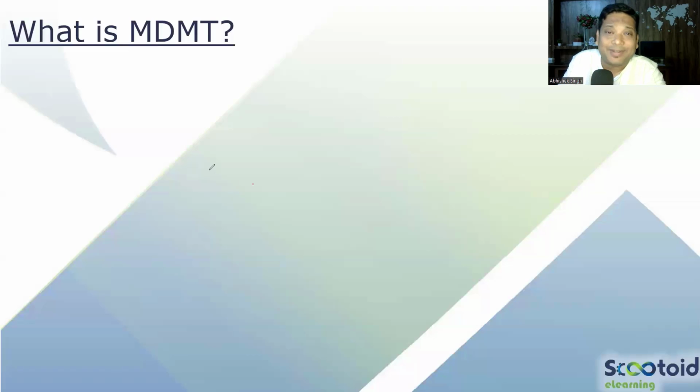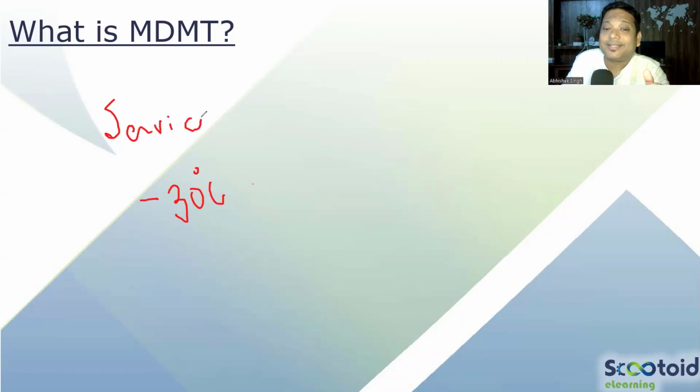So let us take one example of the service requirement. My client wants that the service needs to happen at minus 30 degrees Celsius. This is the requirement of the client. This is the service MDMT. Why it is there, what is the reason for service MDMT, we'll talk about that. So service MDMT is minus 30, if the client is asking that this is the temperature at which I need the operation to happen.